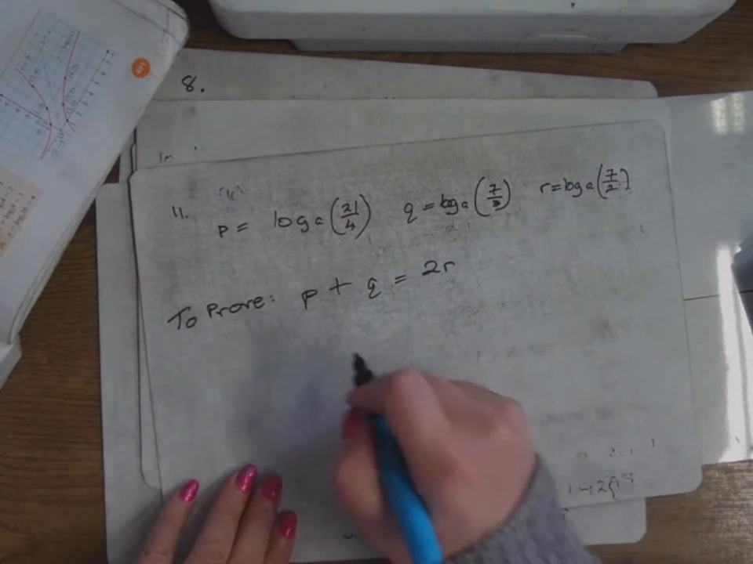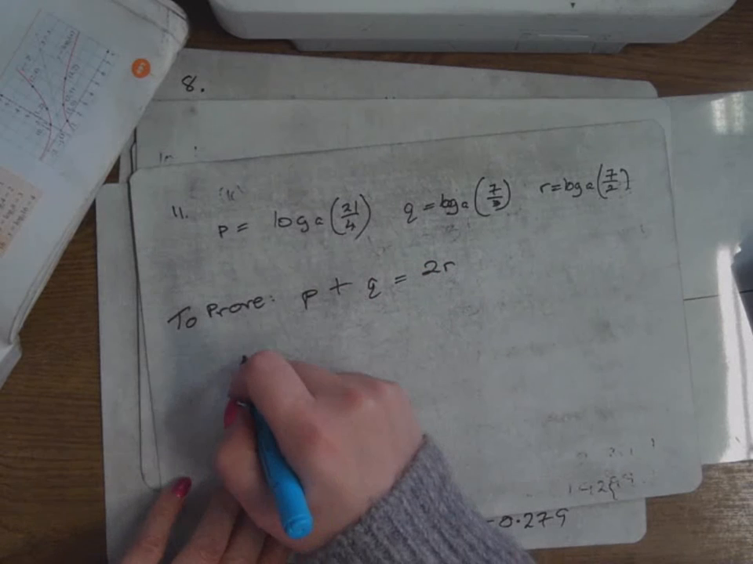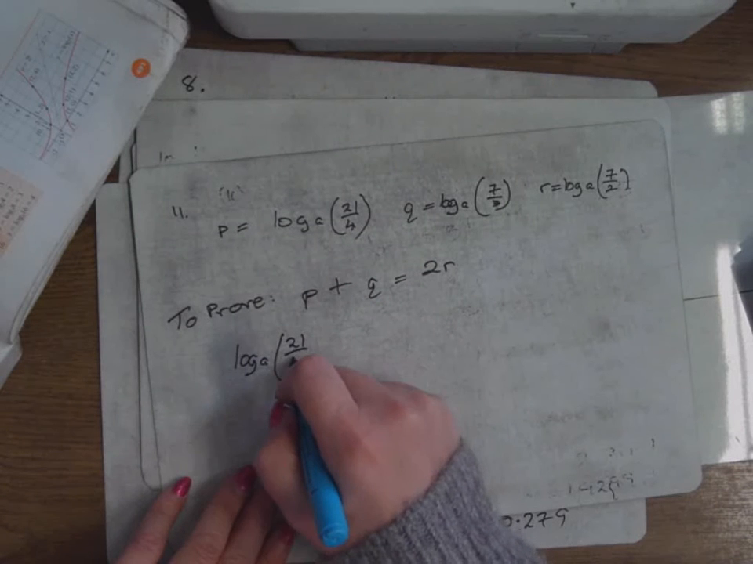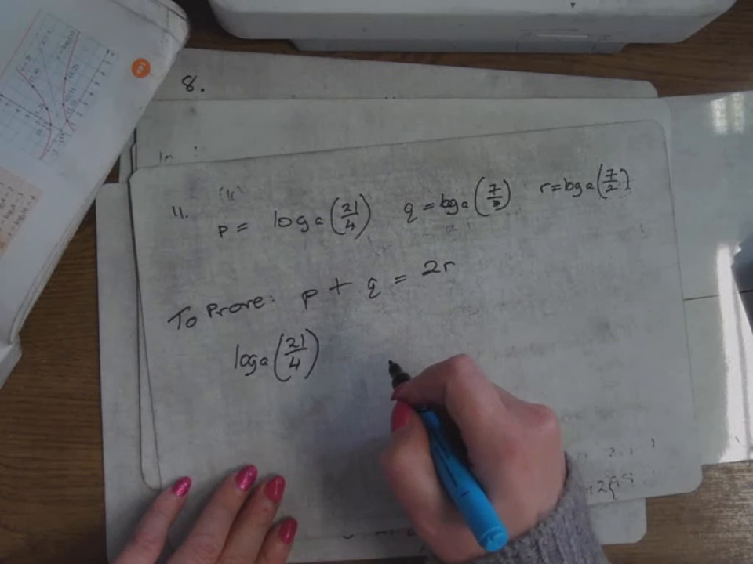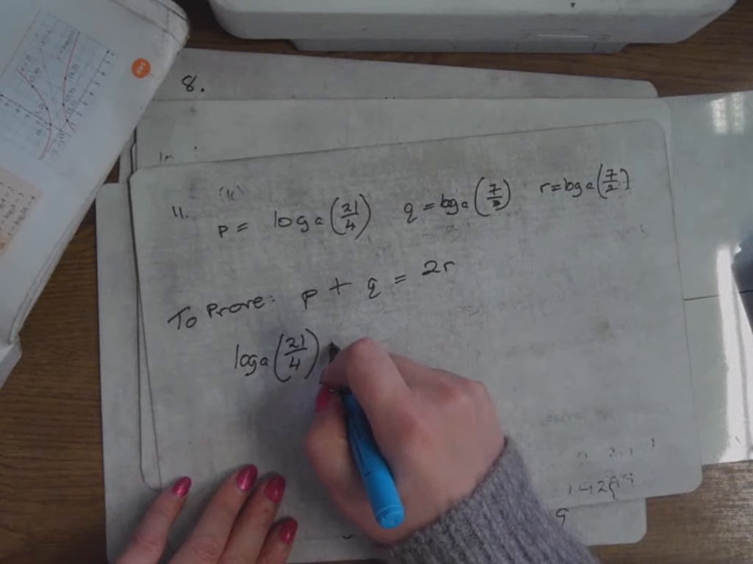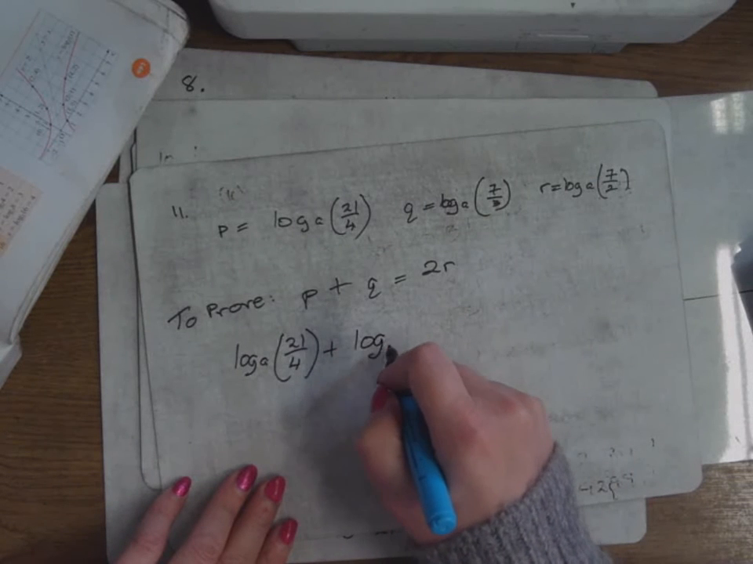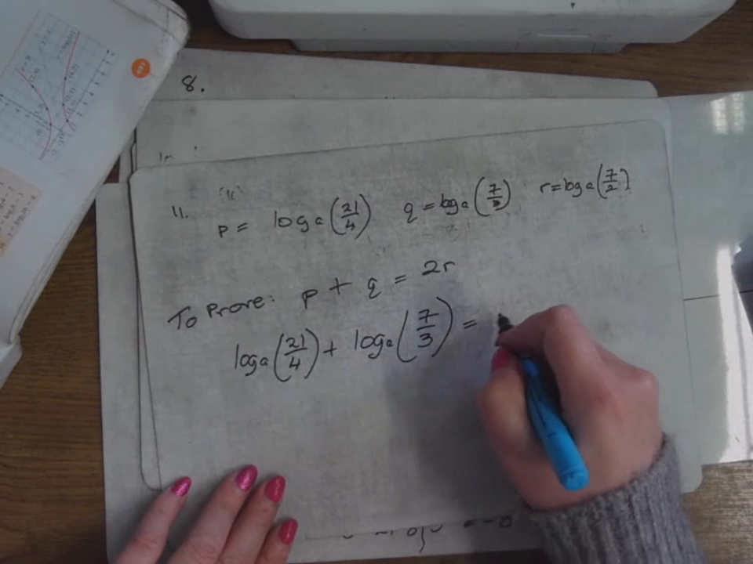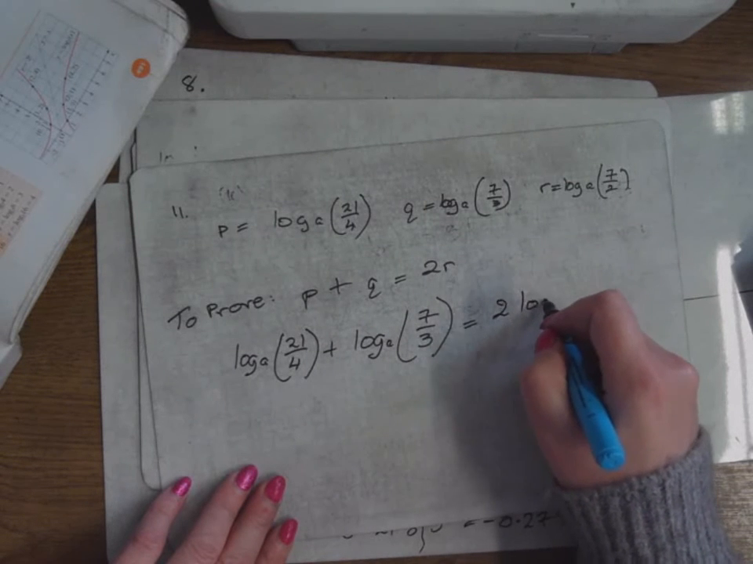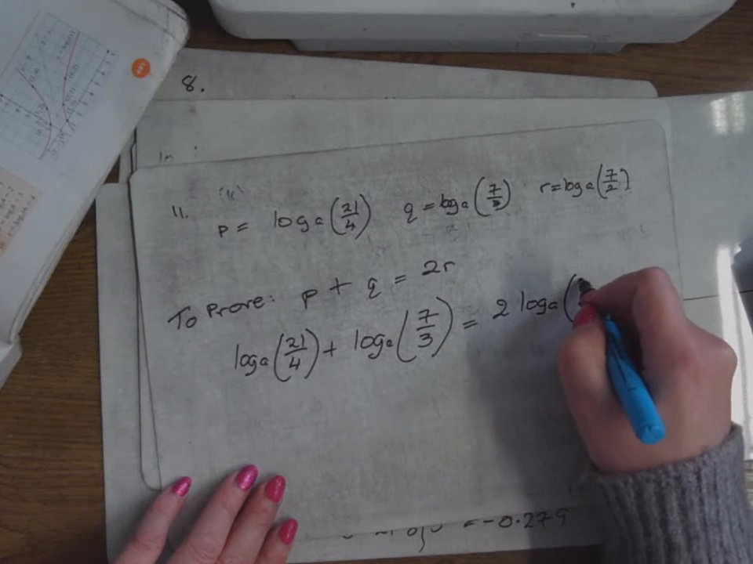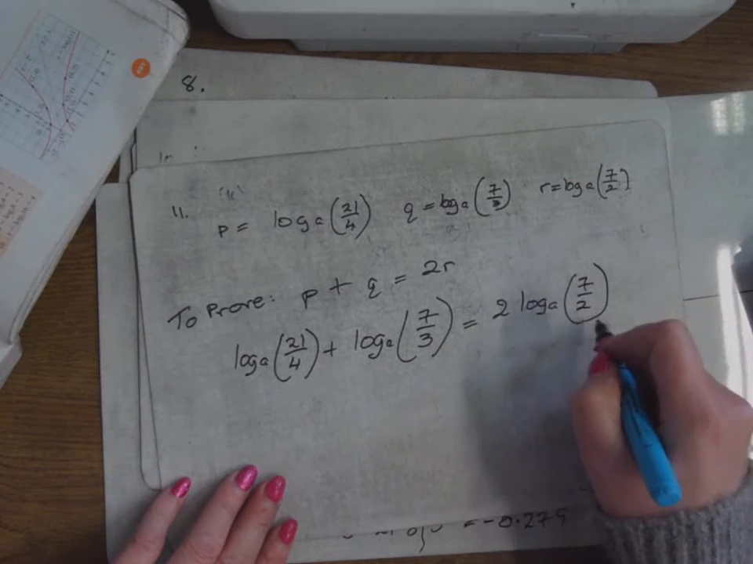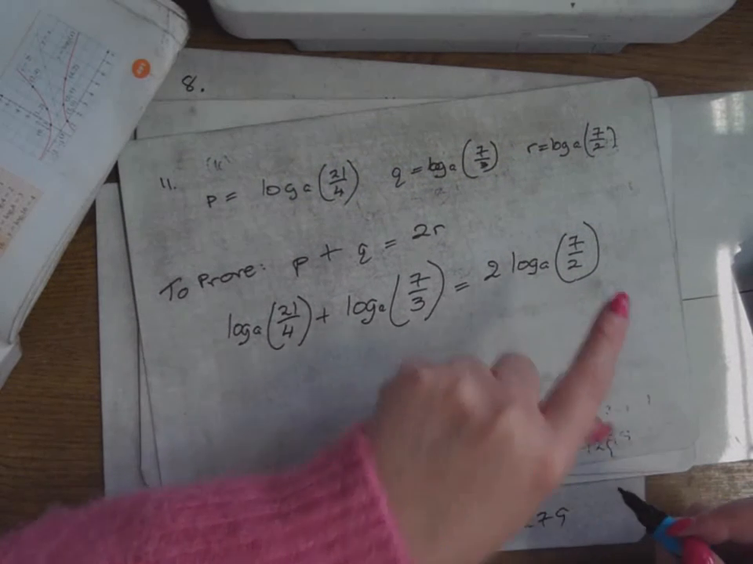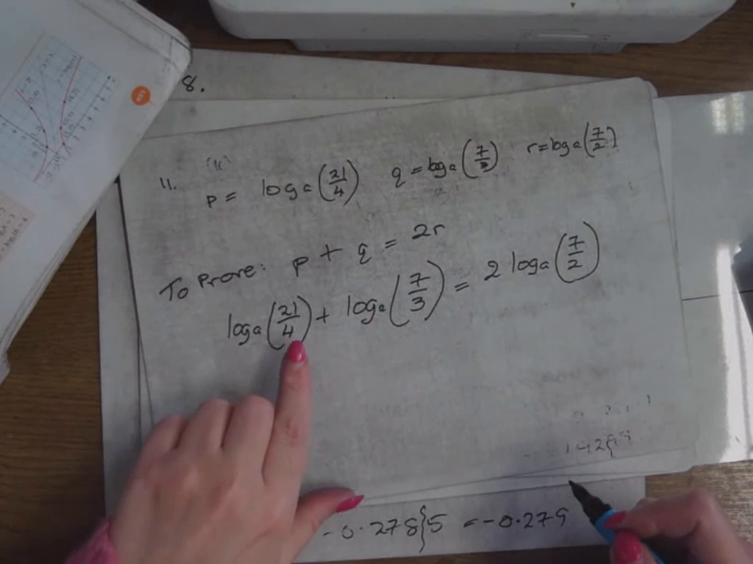Right, okay, so I'm going to replace P with what's up here, log of A 21 over 4. P plus Q is log of A, which is 7 over 3, and I'm trying to prove that's 2 times log of A of 7 over 2. Agreed? This is what I'm trying to prove. P plus Q equals 2 times that. Okay? Right? This is a plus.